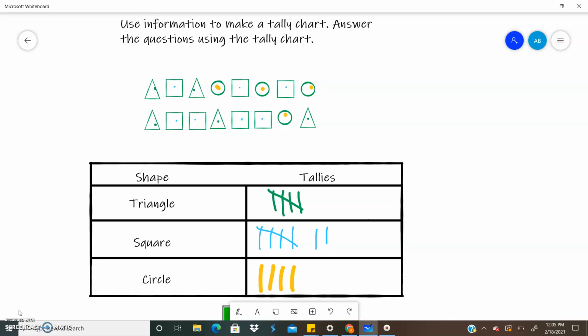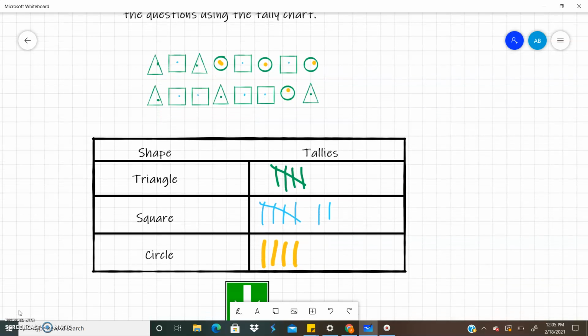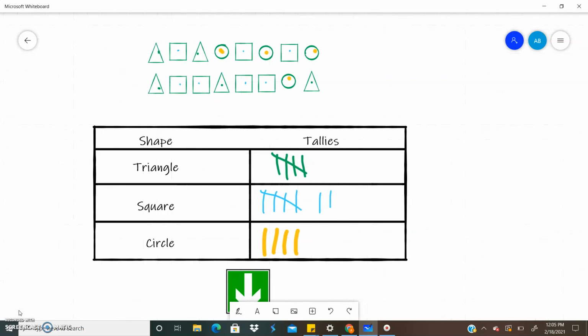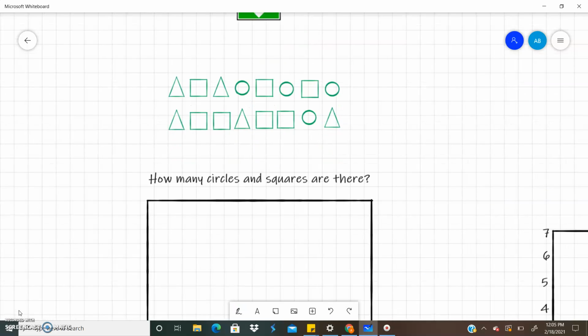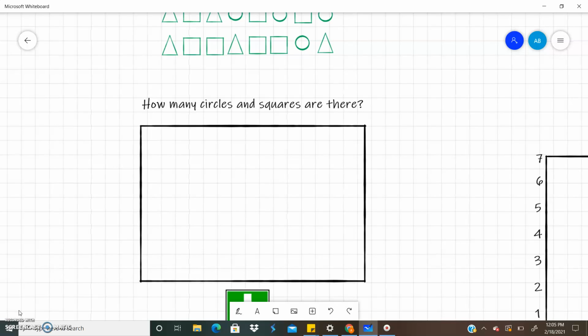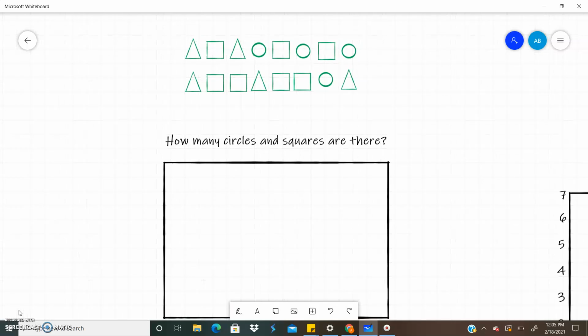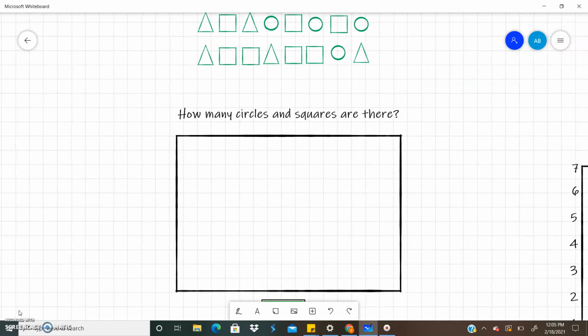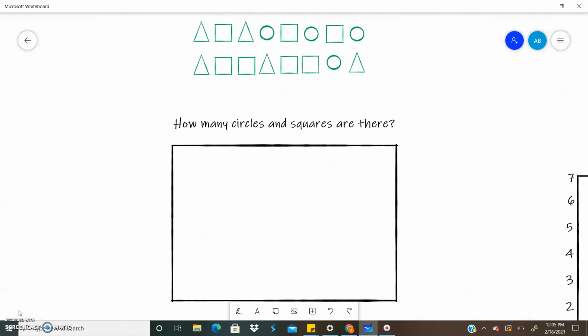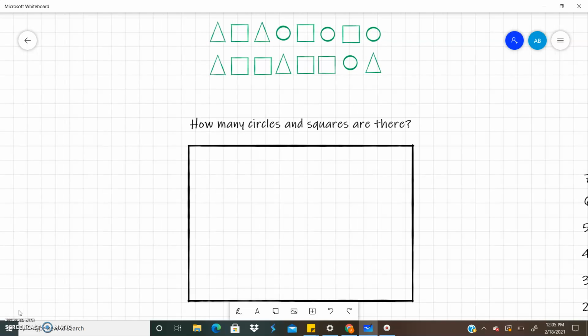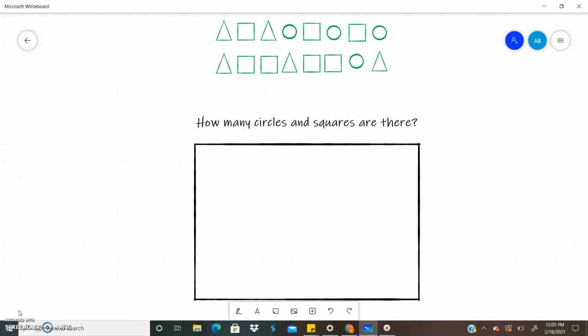All right, let's see what's next for us. So now our data has been put into the tally chart, and it is a lot easier to see how many triangles there are now. You can just look right there at that table. All right, so I've moved the shapes down here so it's easier for us to answer our questions. How many circles and squares are there? Again, please pause the video so that you can try to solve this on your own, and then come back so we can work it out together.